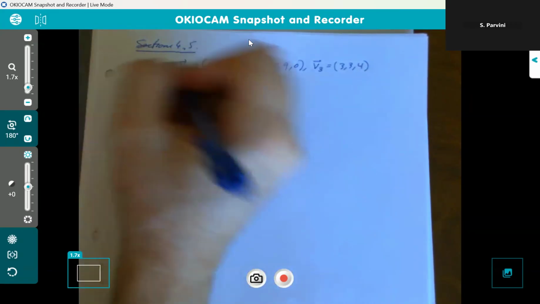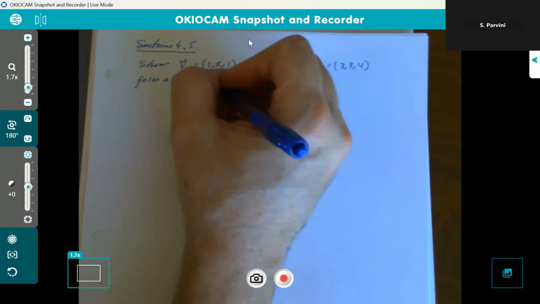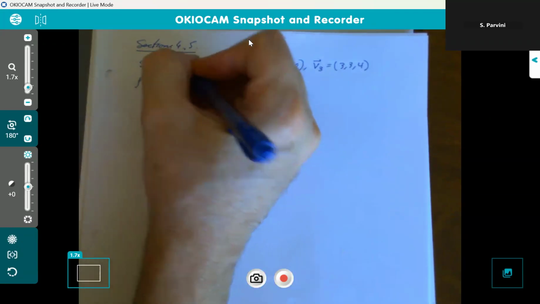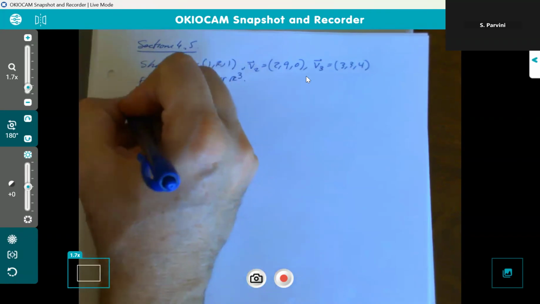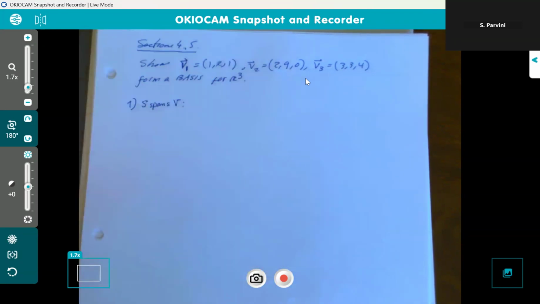We want to show that these vectors form a basis for R cubed. Notice the example in the book, the vectors (1, 0, 0), (0, 1, 0), and (0, 0, 1), made a basis for R cubed. Here's another basis. A vector space may have several bases, so the basis is not unique. So what do I need to do? I need to show 2 things. Number 1, we need to show that S spans V.